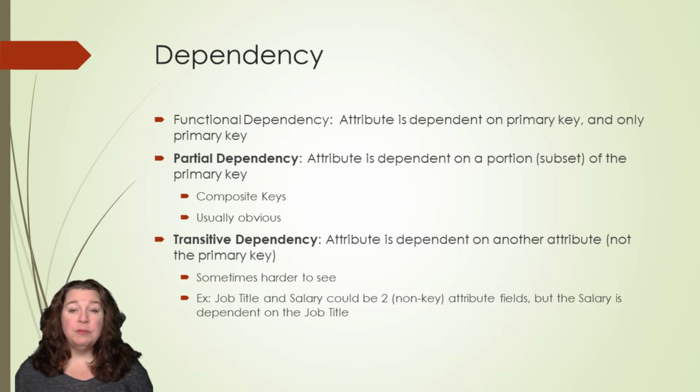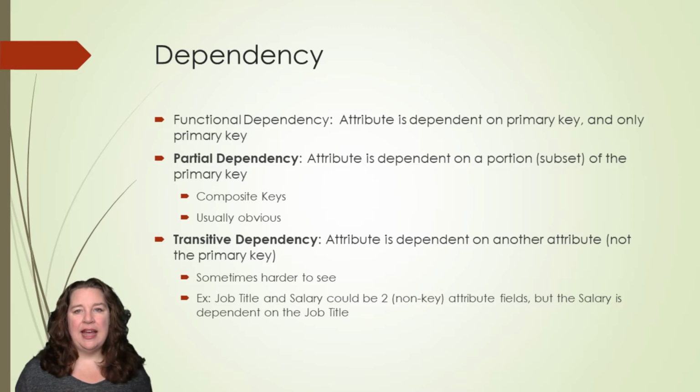We also have the concept of partial dependency. When you're looking at your data, if an attribute is only dependent on a portion or a subset of the primary key, this happens if you have a composite key, and it's usually pretty obvious. If I had a subset of data that had a project and an employee, I might have some employee information that's dependent upon the employee and some project information that's dependent upon the project. These are partial dependencies. So they're only dependent on half of the primary key or a subset of the primary key. Recognizing what those are.